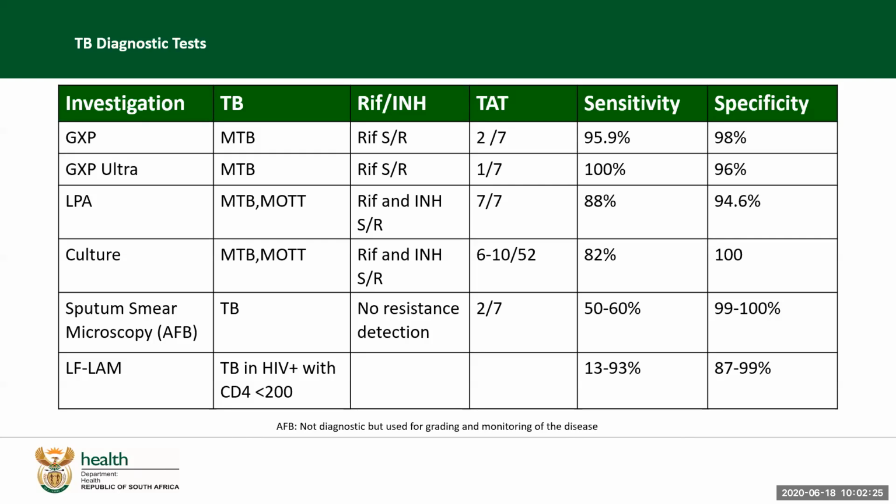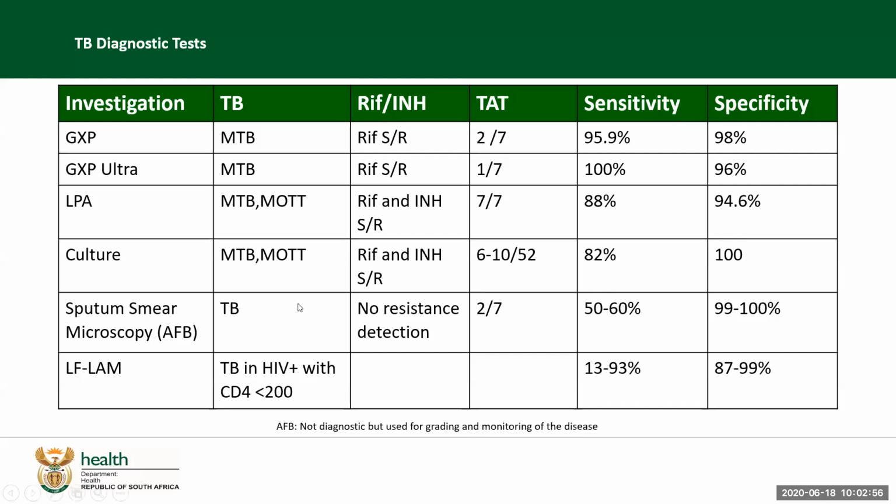Colleagues, I'm going to go through the tests that we are using for confirmation of TB in a bit more detail. Let's start off with culture. We have been using culture for many years, and the main advantage of culture, colleagues, is that it has a higher sensitivity than microscopy that we were using all along in picking up the real or positive cases of TB.